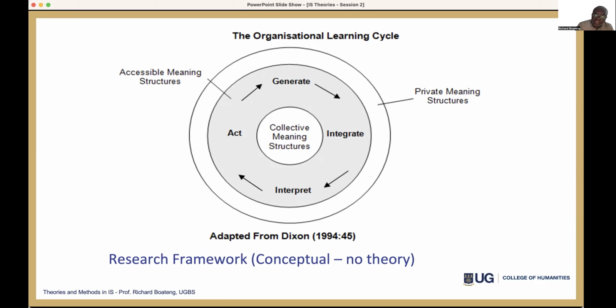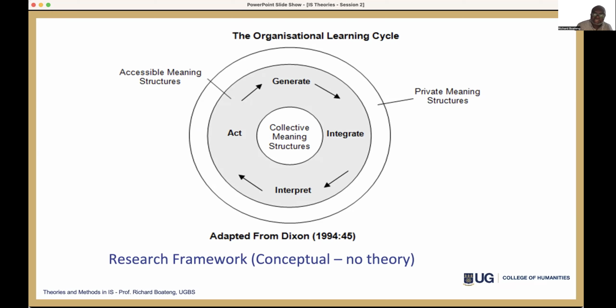And when there is higher accessible knowledge or accessible meaning, organizations can learn and retain the knowledge. So it's saying that the meaning structures are what you hold privately as an individual. Collective is what we accept as an organization about what happens in the organization. For organizations to learn, we should give individuals the enabling environment to share what they know, and then the enabling environment to be able to challenge what is held collectively. In that case, more knowledge becomes accessible, and that accessible knowledge then helps organizations to learn.